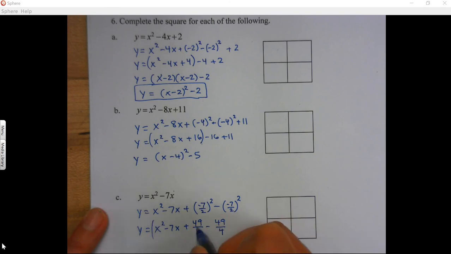I'm going to factor these first three terms. You guessed it, it's going to factor into this b divided by 2 term. So I have y is equal to x minus 7 halves squared and then minus my 49 over 4.